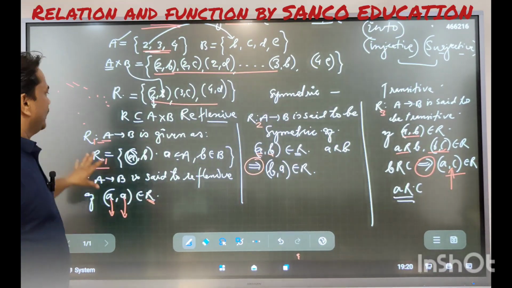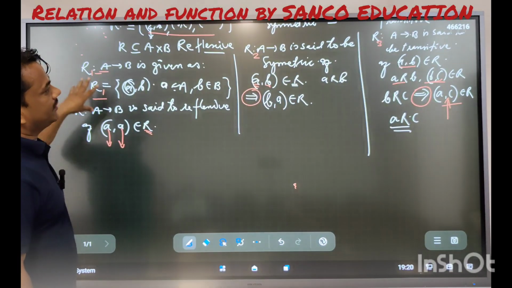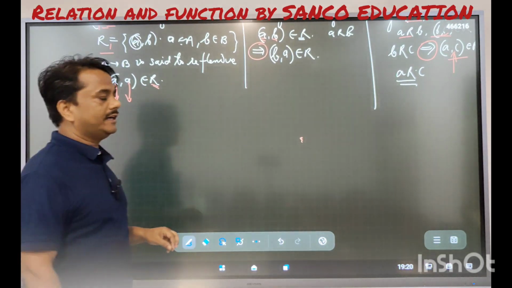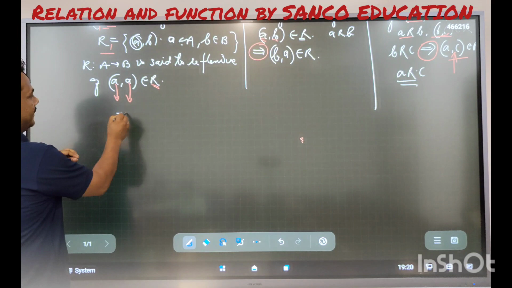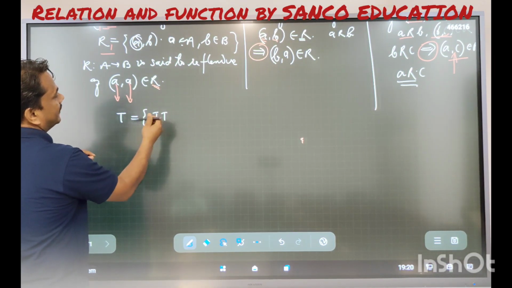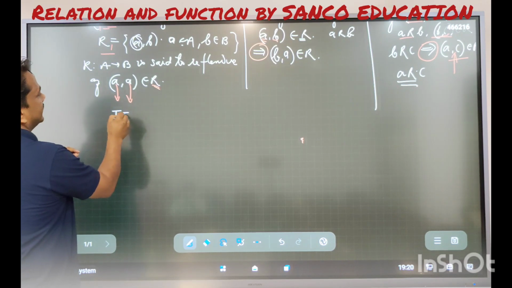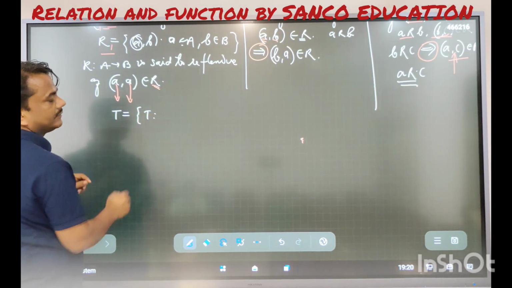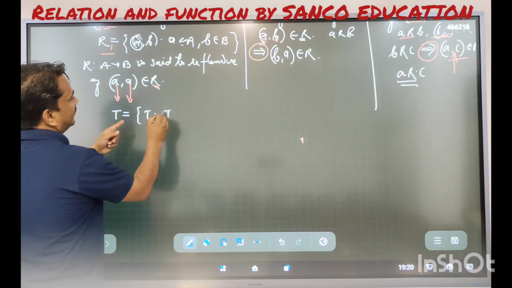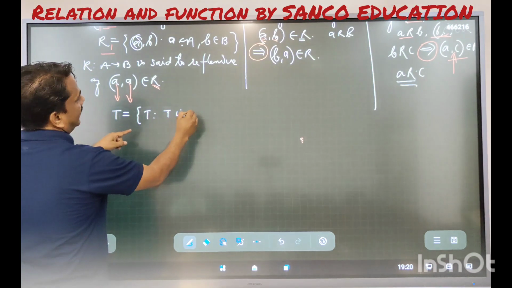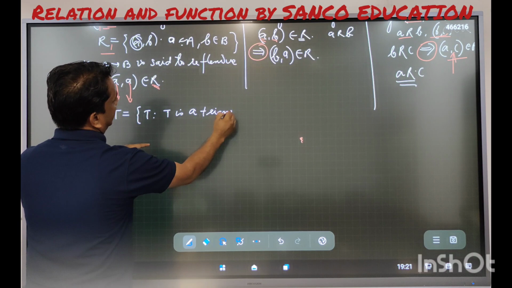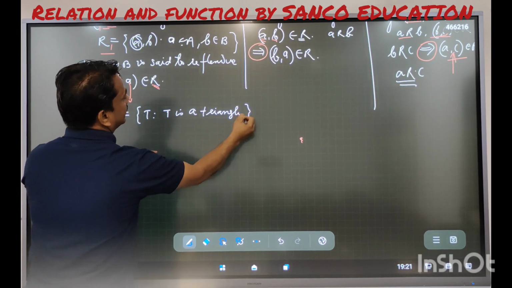Now, have you clearly understood the meaning of the equivalence relation? We'll solve some numericals. Suppose that T is a set of what here? T is a set of triangles. T is a set of T where T is a triangle.